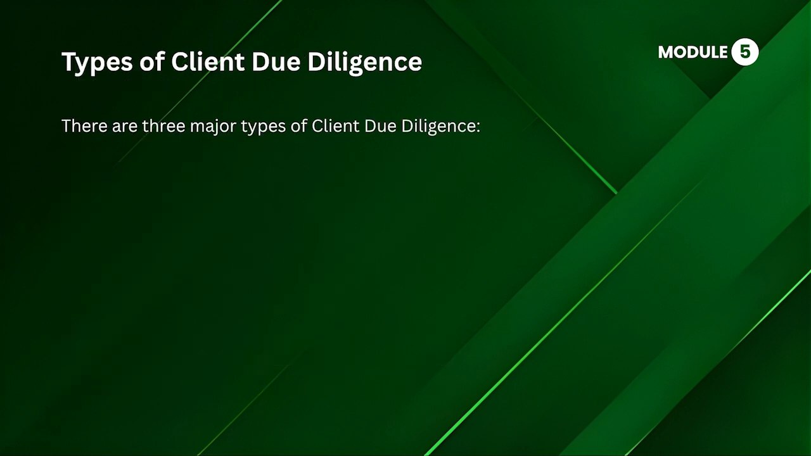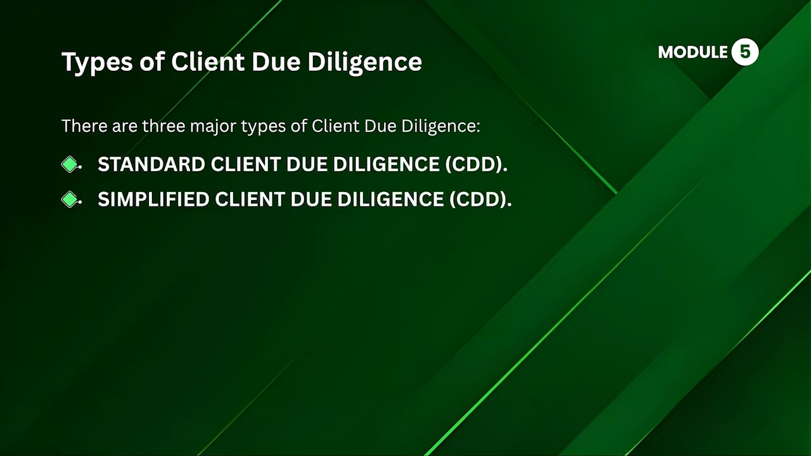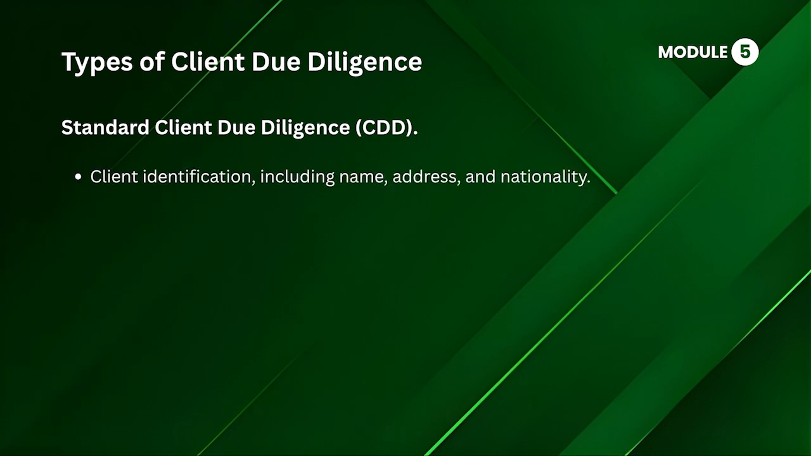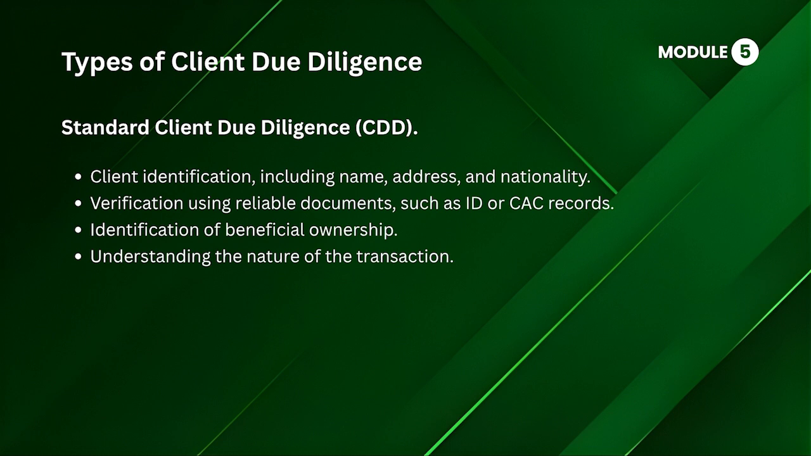There are three major types of client due diligence: standard client due diligence, simplified client due diligence, and enhanced due diligence. Standard client due diligence applies to most routine transactions and requires client identification, including name, address, and nationality, verification using reliable documents such as ID or CAC records, identification of beneficial ownership, and understanding the nature of the transaction.